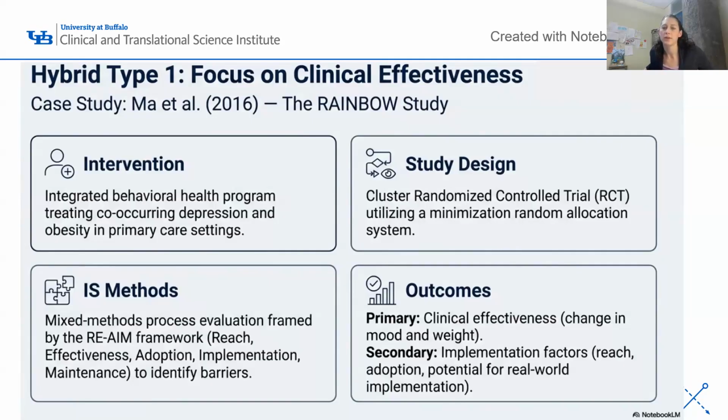The primary outcome here was clinical effectiveness. So they were really looking at, does this behavioral health intervention change patients' mood and weight outcomes? But secondarily, they were doing some implementation work in the background to prepare for real-world implementation, and looking at things like reach, effectiveness, adoption, and maintenance that we had talked about last time with the RE-AIM framework to identify some barriers that are coming up along the way, so that when you get to that next step, you're prepared with strategies to address those barriers.